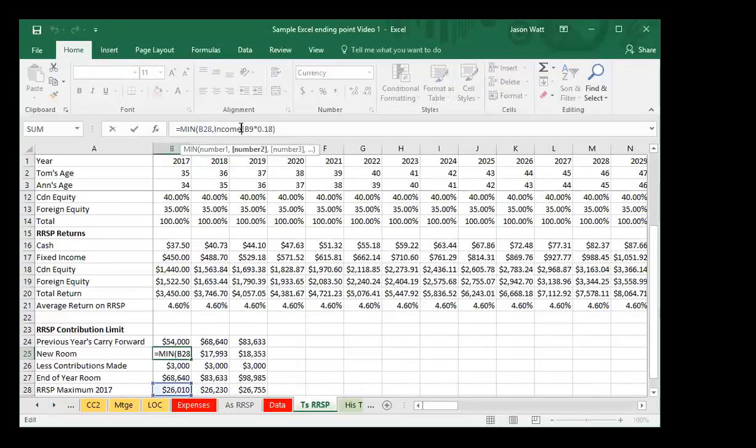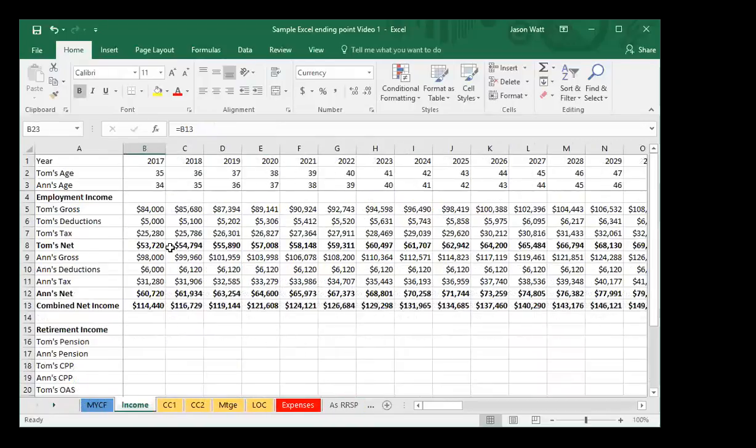So if we just click up in the formula cell here and we pop over to our income sheet, we want to get that based on Tom's income, not based on Anne's income. So Tom's gross income is in cell B5, and we'll just go fix that on Tom's RSP. It's a little bit messy. We're going to manually edit it here. I could have done it in the formula sheet.